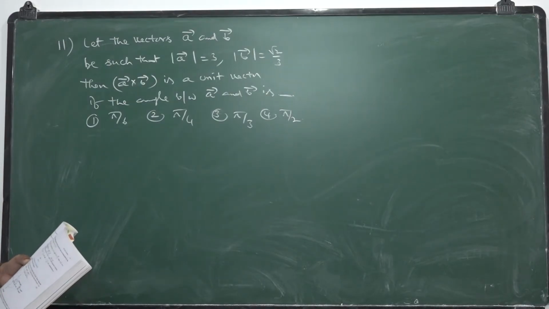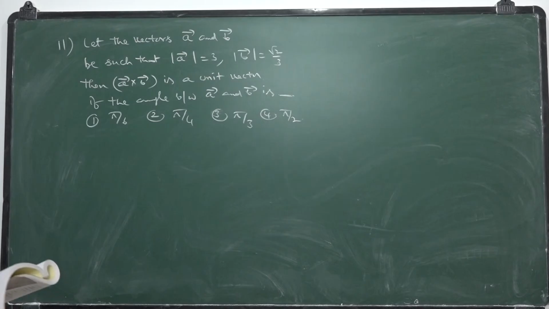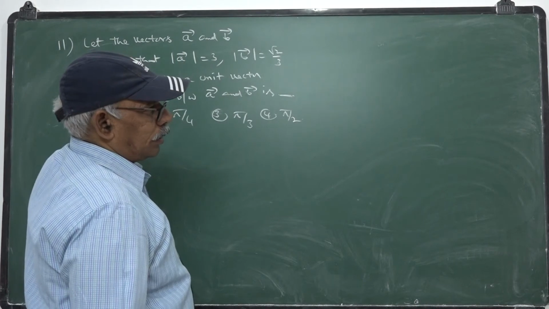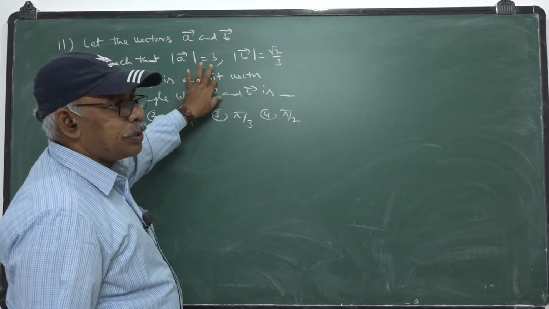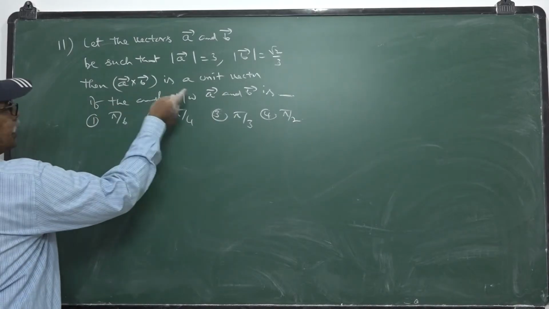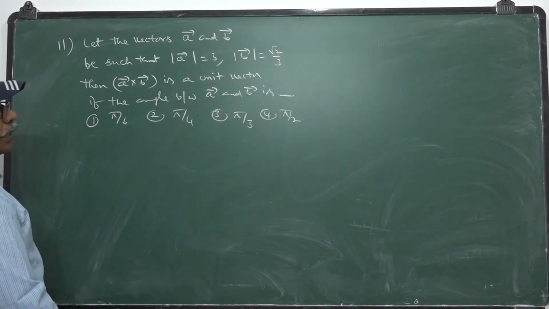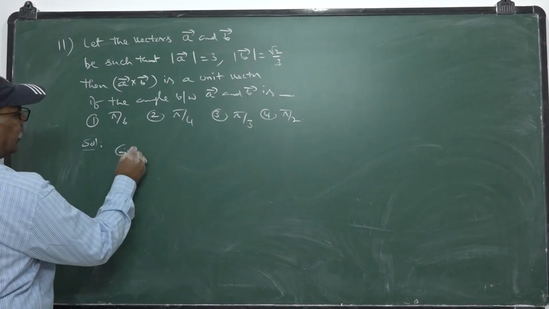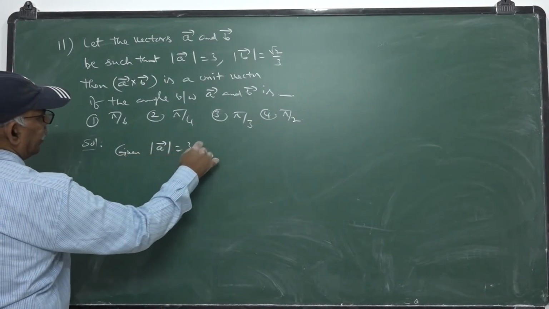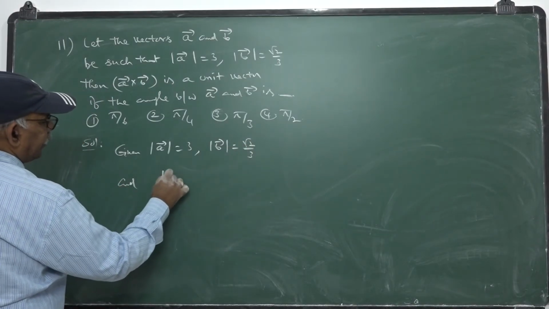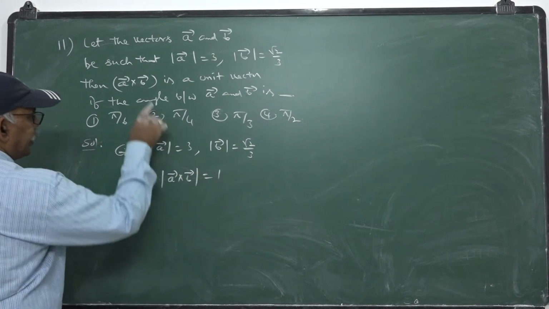The vectors a bar and b bar are such that magnitude of a bar is 3, magnitude of b bar is root 2 by 3. And the vector a cross b, obtained by the cross product of both, is a unit vector. That is our given data. Then we have to find the angle between a bar and b bar. Given mod a bar is 3, mod b bar is root 2 by 3, and modulus of a bar cross b bar is 1, since it is a unit vector.